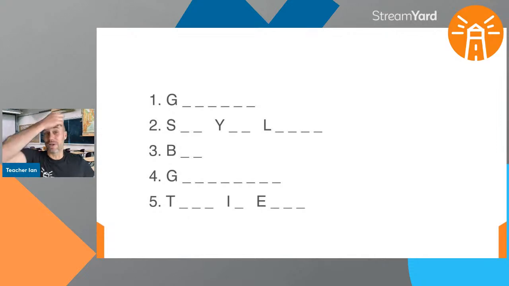Okay, how about ways to say goodbye? These 5 should be pretty easy, I think. So again, same thing. I gave you the first letter, I gave you the number of blanks. Try to guess the word or the way that we would say goodbye to somebody.